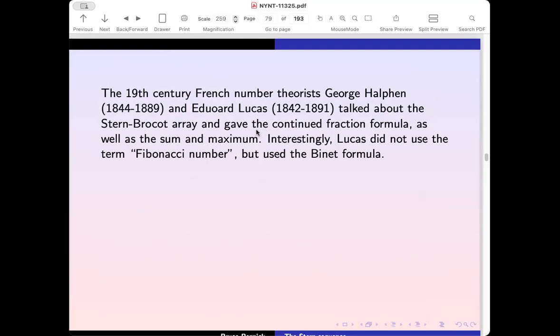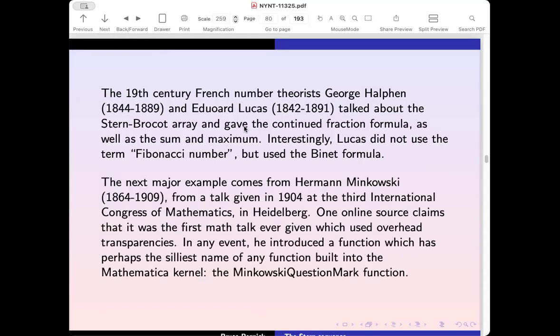Halphen and Lucas looked at what I just said. Lucas did not use the term Fibonacci number, but used the Binet formula. The next example comes from Minkowski. And this is claimed to be the first math talk ever given which used overhead transparencies.